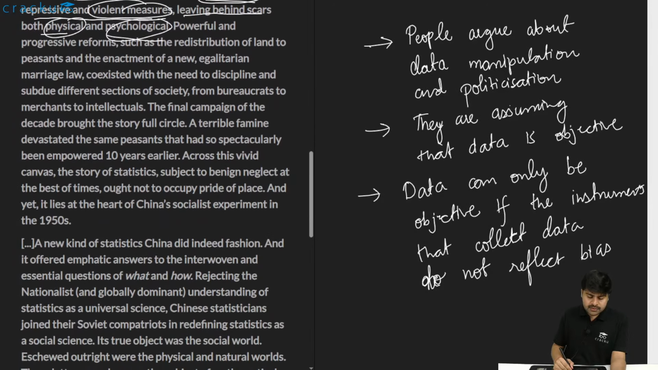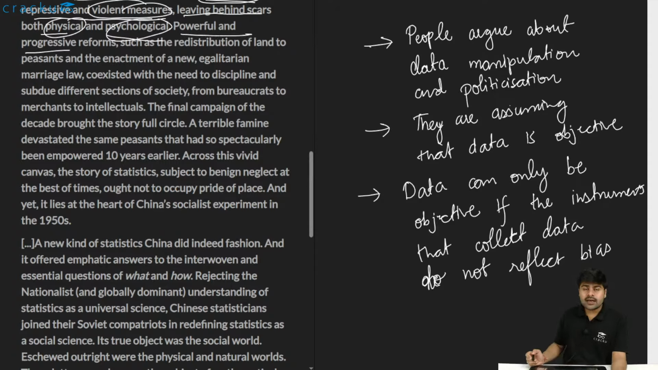Powerful and progressive reforms, such as the redistribution of land to peasants and the enactment of a new egalitarian marriage law, coexisted with the need to discipline and subdue different sections of society, from bureaucrats to merchants to intellectuals. So there had been a lot of reforms that Mao Zedong's government did. What kind of reforms? Powerful and progressive reforms.